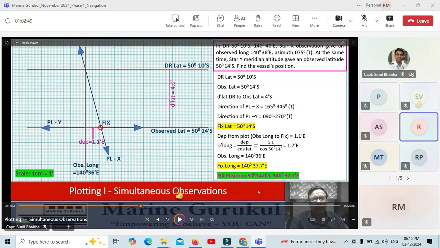So if I use the DR longitude as a reference point to measure departure, I will get a different final longitude, right? No, beta. The final longitude is going to remain the same.